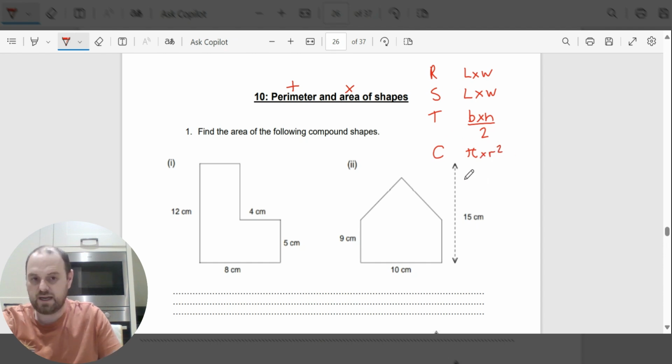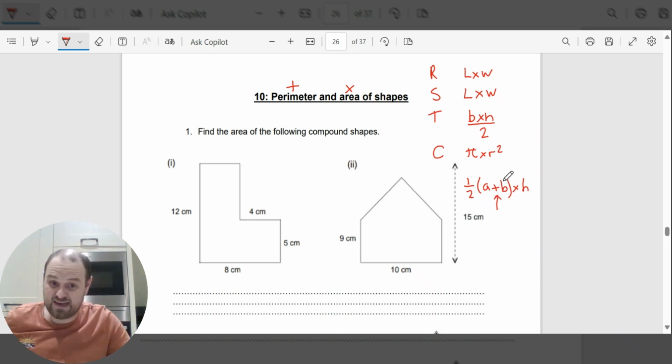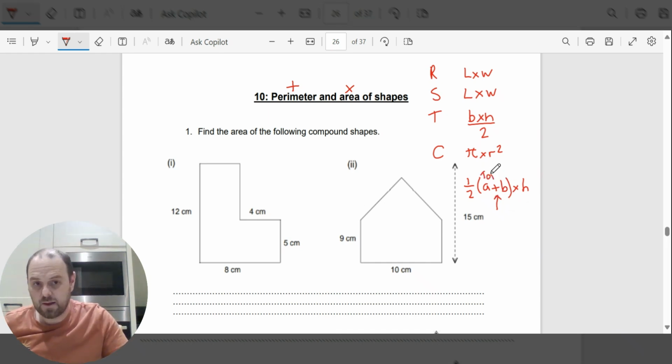And the dodgy one, if it's a trapezium, you don't need to learn this, but you need to know where it is on your formula sheet, and you need to realize this is the only one that contains an add. Even though it's an area, it contains an add. It's the top, add the bottom, half the answer, and then times it by the height.